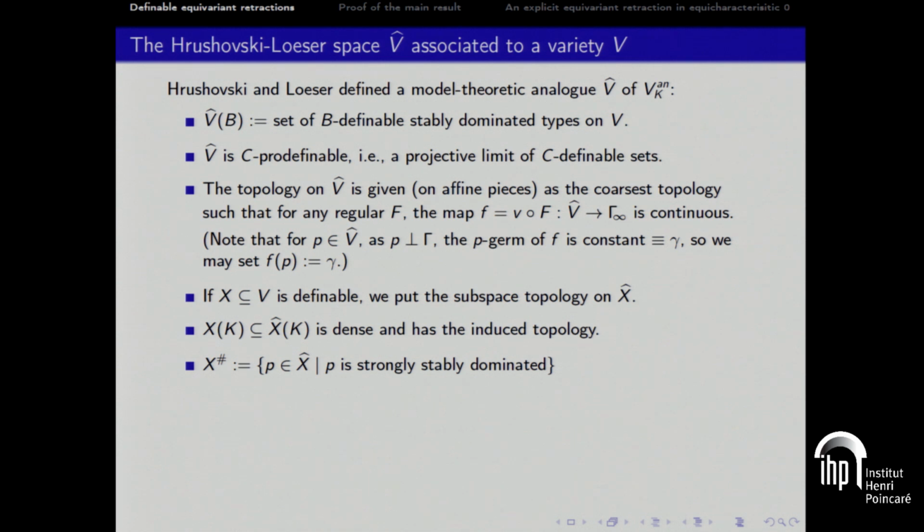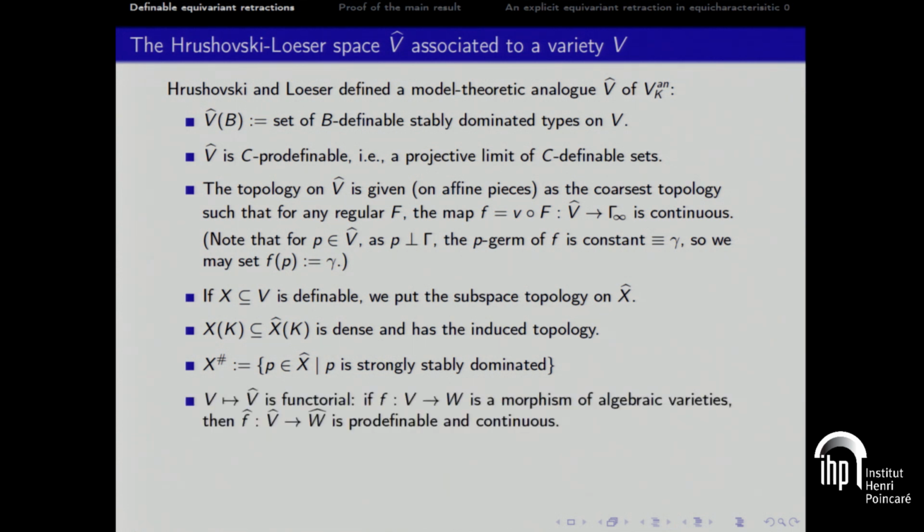Now, notation, we need something else. I said some types are called strongly stably dominated. It was this condition that the residue transcendence degree is the same as the full transcendence degree. The set of these is denoted by X sharp. I follow the notation from the book. Okay.